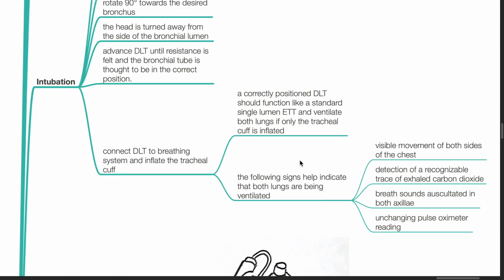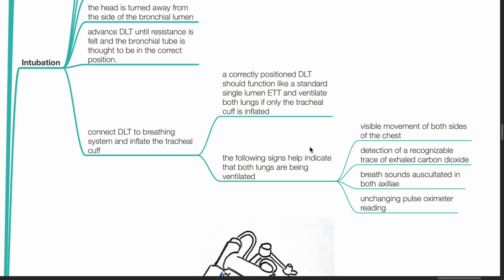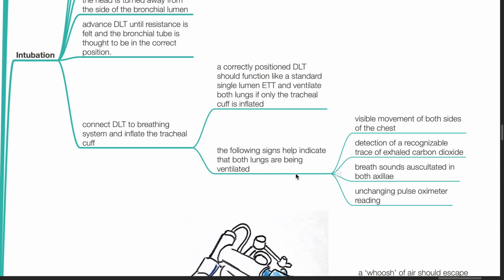Connect the DLT to the breathing system and inflate the tracheal cuff. A correctly positioned DLT should function like a standard single lumen ETT and ventilate both lungs if only the tracheal cuff is inflated. The following signs help indicate that both lungs are being ventilated: visible movement of both sides of the chest, detection of a recognizable trace of exhaled carbon dioxide, breath sounds auscultated in both axilla, unchanging pulse oximeter reading.